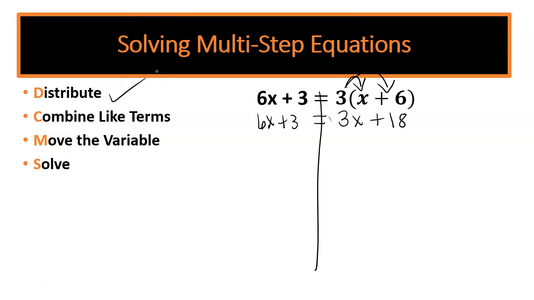All right, next step, combine like terms. When we combine like terms, it has to be on the same side of the equal sign. So on the left, 6x and 3 are not alike. On the right, 3x and 18 are not alike. So we can skip that step because we don't have it.